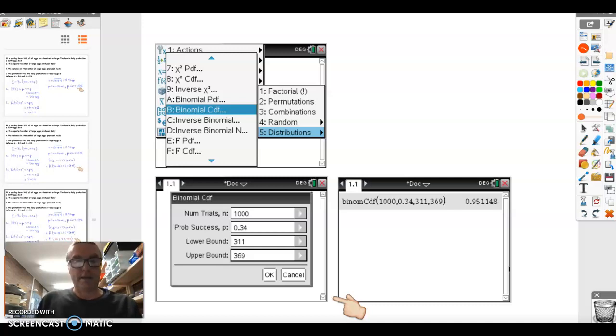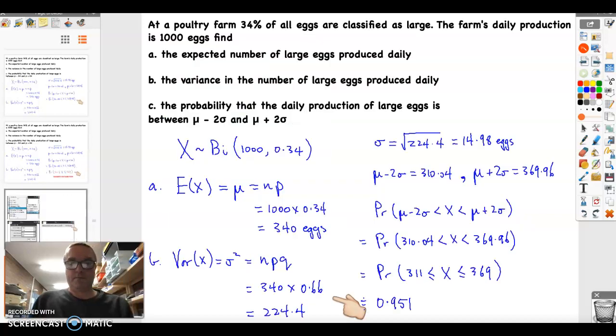So turning into the calculator and using the binomial CDF function, we've used a value of n, a value of p, and those two boundaries, and we get an output of 0.951. And so there's the probability that the number of large eggs lies somewhere in between 311 and 369, 95.1%.